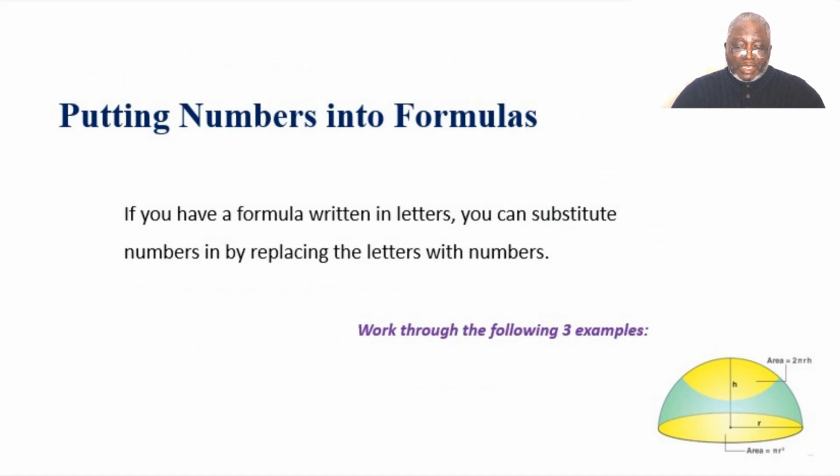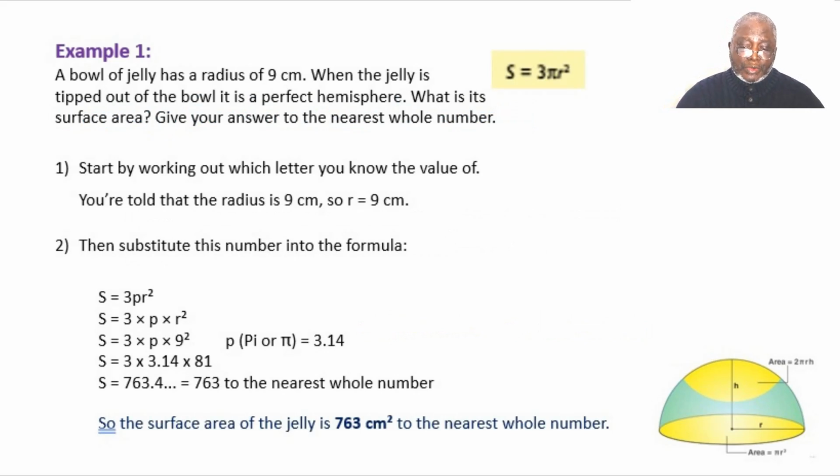So let's put numbers into formulas now. If you have a formula written in letters, you can substitute numbers in by replacing the letters with numbers. Let's look at example 1. You see in the little yellow area, S is equal to 3 pi radius squared. That little sign you see there is pi.